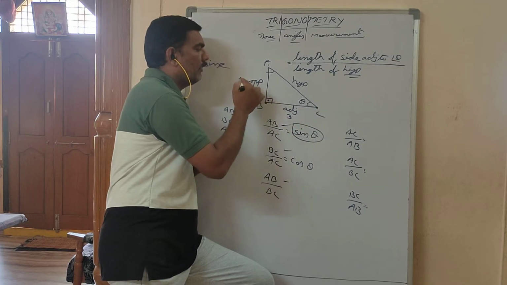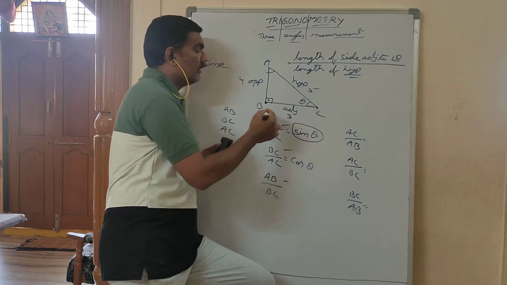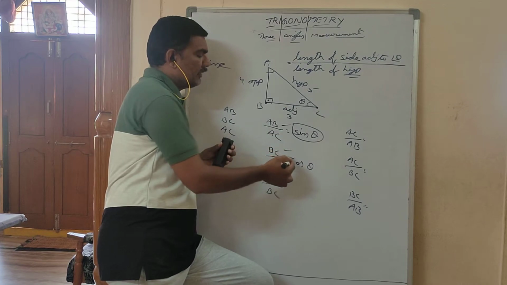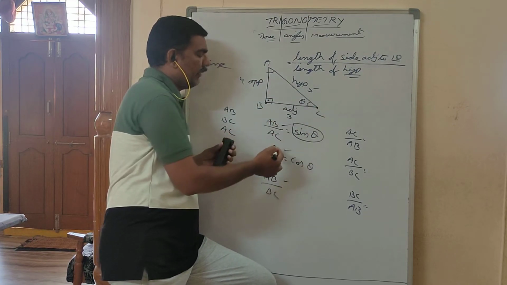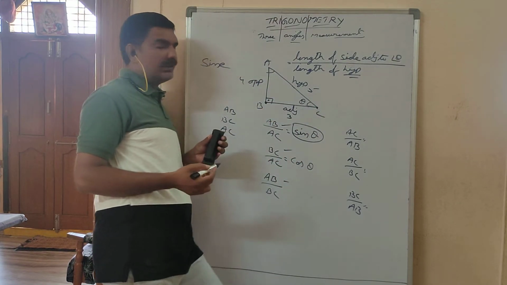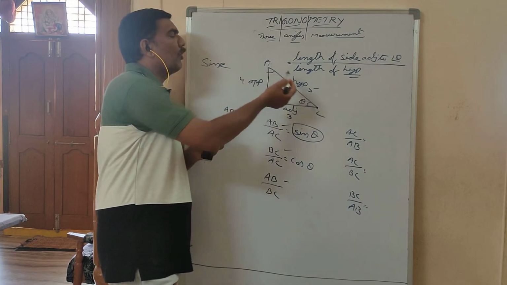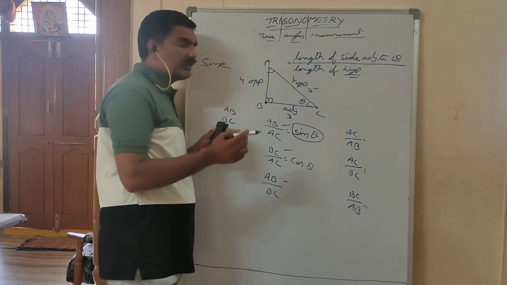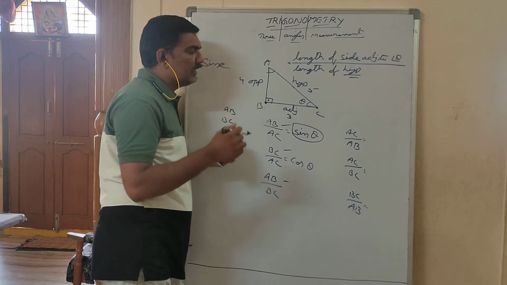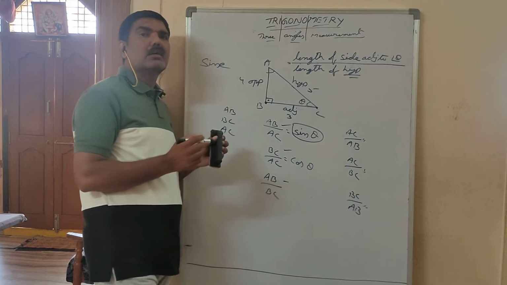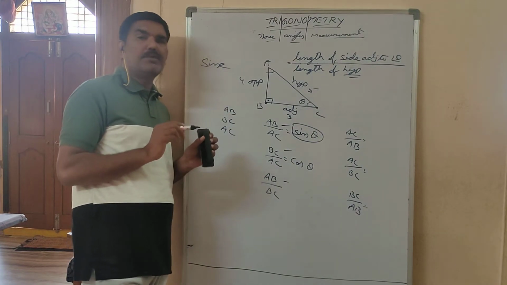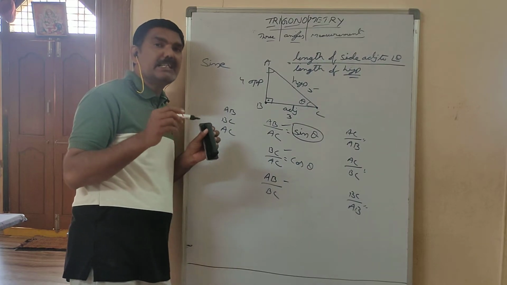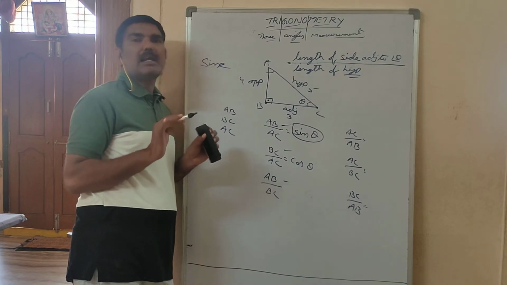3, 4, 5, something like this it will be there. BC is nothing but 3. AC is 5. 3 by 5 is called cos theta. What is sin theta? 4 by 5. So sin, cos, tan, cosecant, secant, cot are ratios of sides of a right angle triangle.